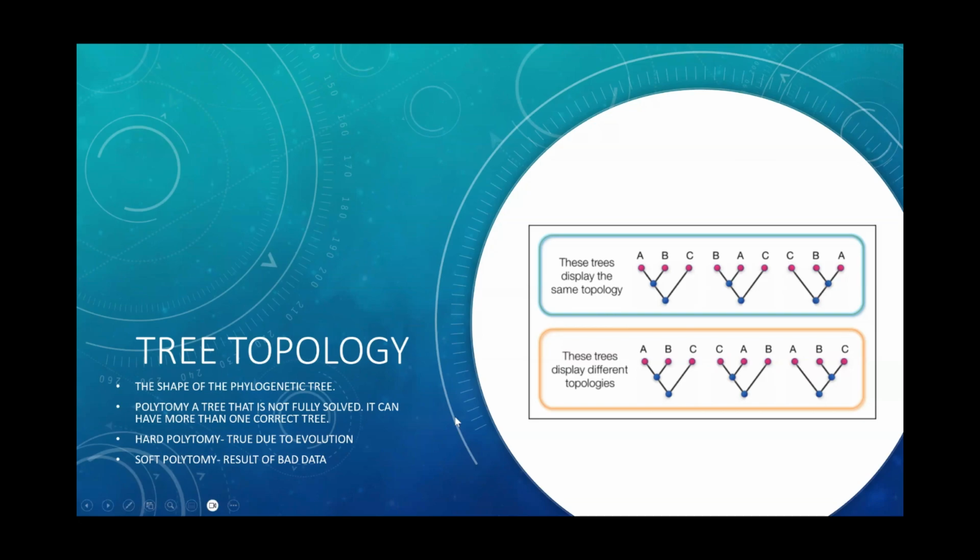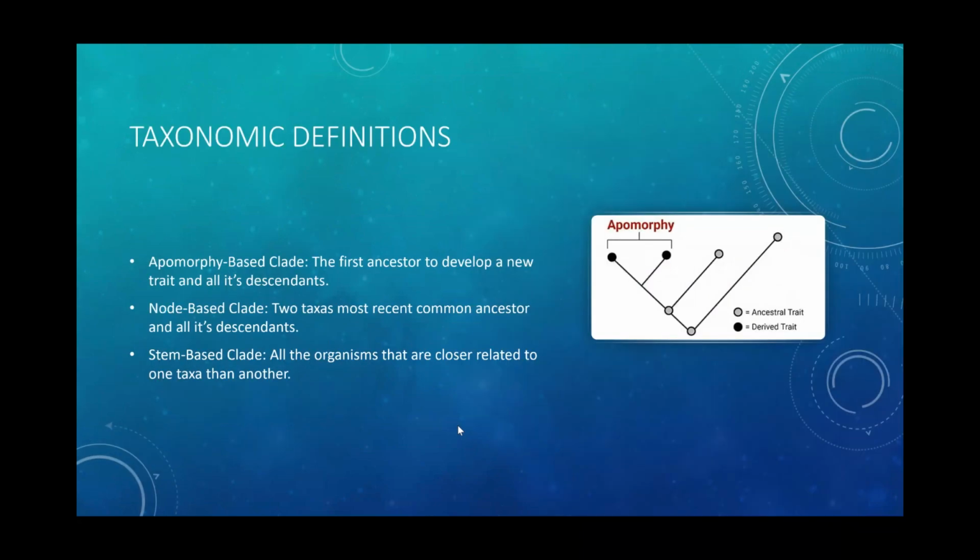Tree topology. Topology is just the shape of the phylogenetic tree. Here at the top, these are all the exact same tree, the relationships are the same, but they're arranged differently, so they look different. However, on the bottom, these are different trees. A polytomy is a tree that is not fully resolved. It can have more than one correct tree. And there are 2 types of polytomies: hard polytomies, which are due to evolution, it's true, and soft polytomies, which are a result of bad data.